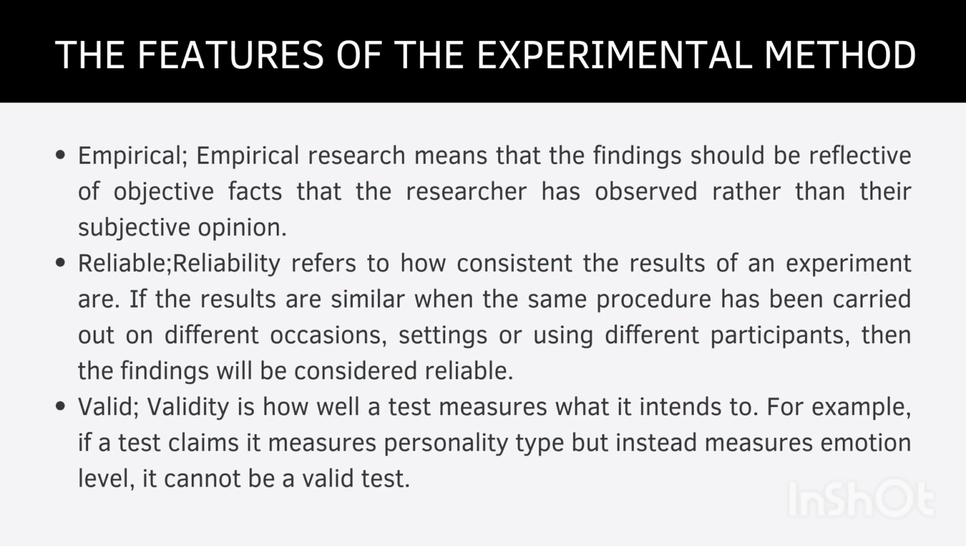The features of the experimental method. Empirical research means that the findings should be reflective of objective facts that the researcher has observed rather than their subjective opinion. Reliability refers to how consistent the results of an experiment are. If the results are similar when the same procedure has been carried out on different occasions, settings, or using different participants, then the findings will be considered reliable.